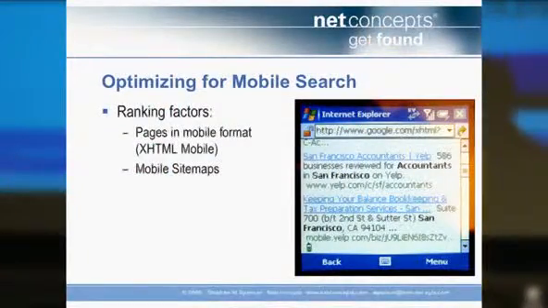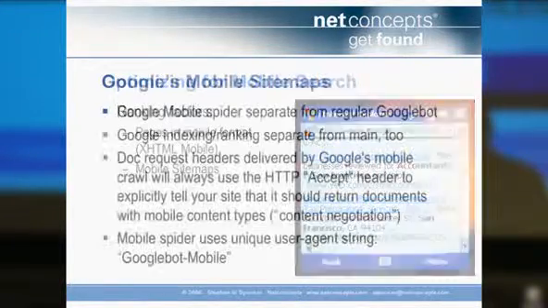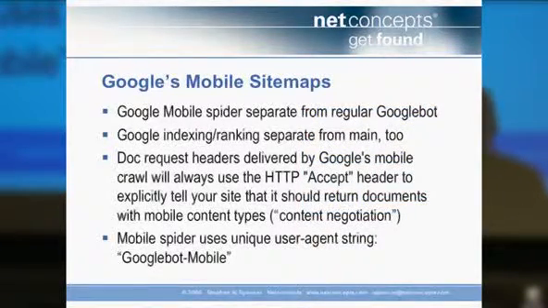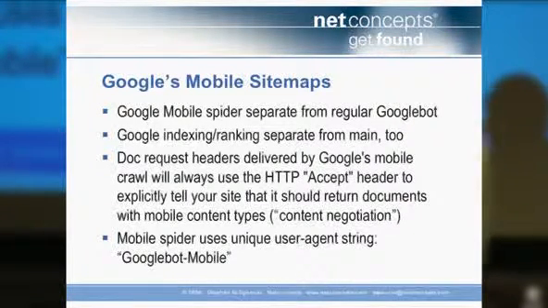Now let's move into optimizing for mobile search. Ranking factors include the pages being in mobile format, XHTML mobile, and submitting a mobile sitemap. Let's talk about Google's mobile sitemaps. Google Mobile Spider is separate from regular Googlebot.